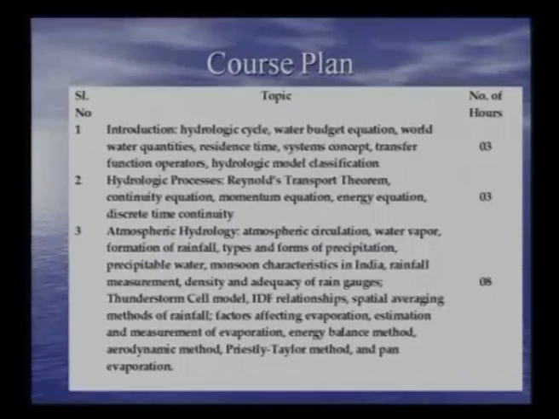Then in the third module, we move to the atmospheric water or atmospheric hydrology, in which we would look at the atmospheric circulation, water vapor, formation of rainfall, types and forms of precipitation, precipitable water, monsoon characteristics in India, the rainfall measurement, density and adequacy of rain gauges. Then we would look at what is called a thunderstorm cell model, out of which we will get the rainfall intensity, we will derive an expression.